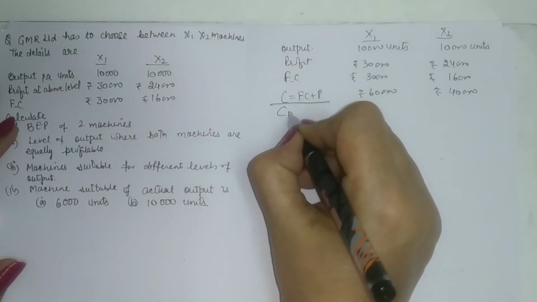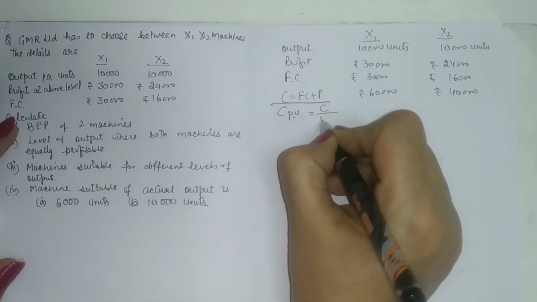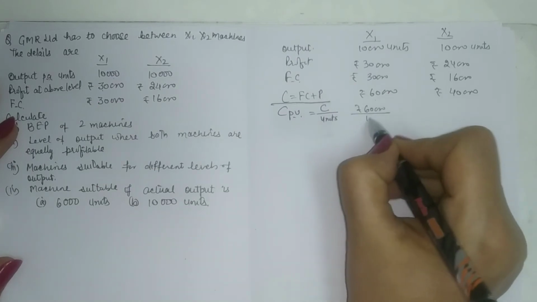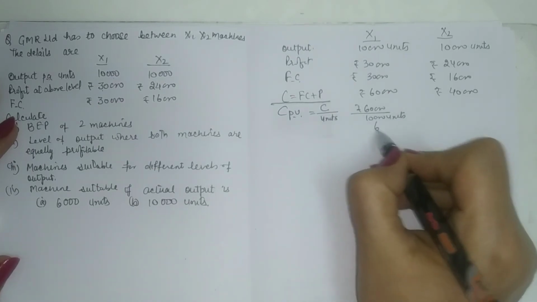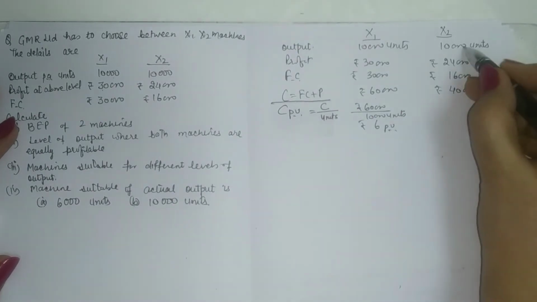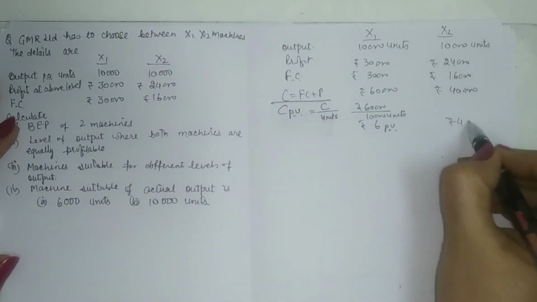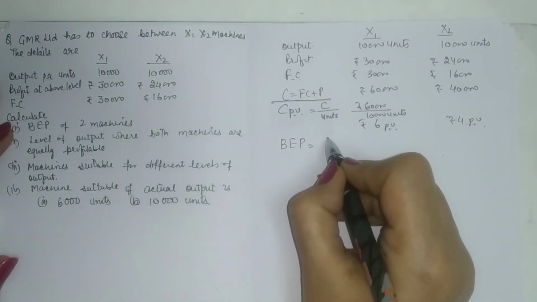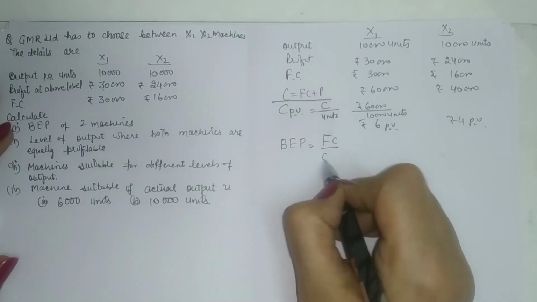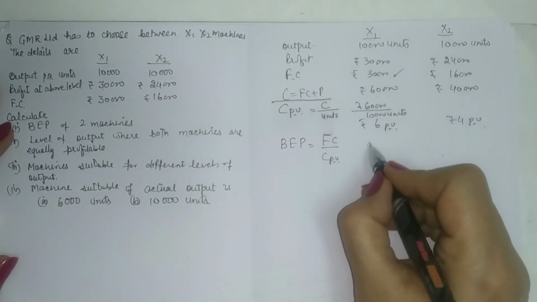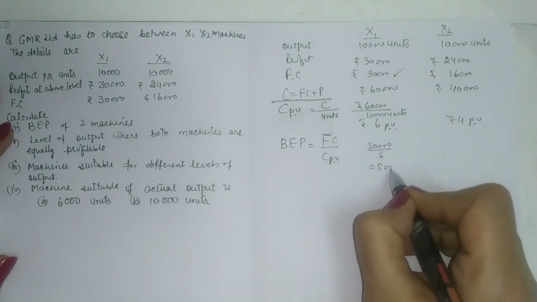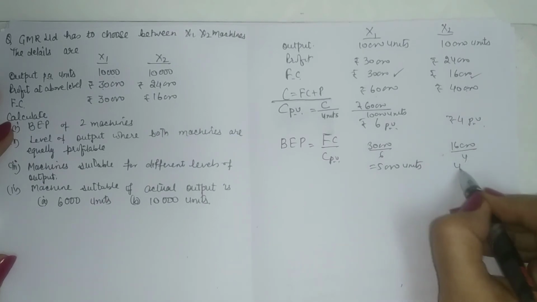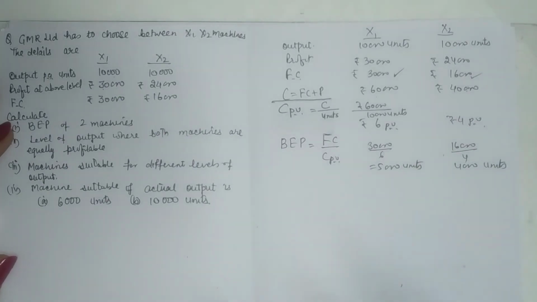So we can calculate contribution per unit, which is equal to total contribution upon number of units. So 60,000 rupees of contribution divided by 10,000 units gives you 6 rupees per unit of contribution, and here you will be having 4 rupees of contribution per unit. So your break-even point for individual machines will be fixed cost upon contribution per unit. Here fixed cost is 30,000 upon 6, that means 5,000 units, and here it is 16,000 upon 4, that is 4,000 units. Right? So this is break-even point.